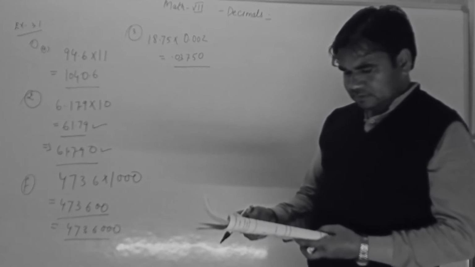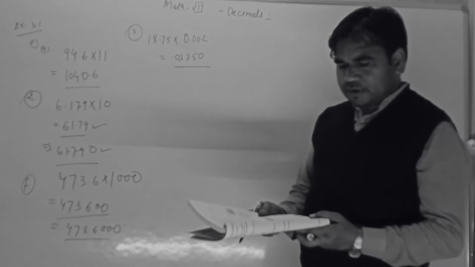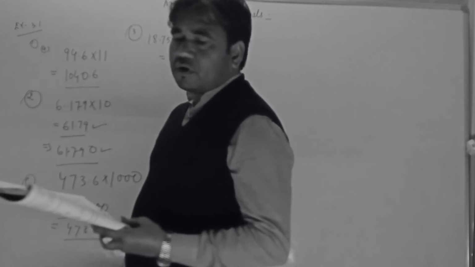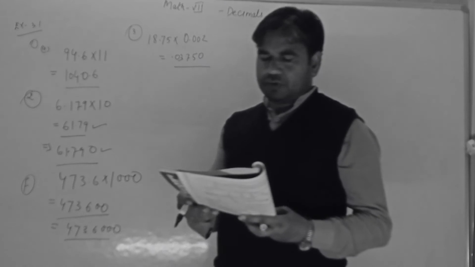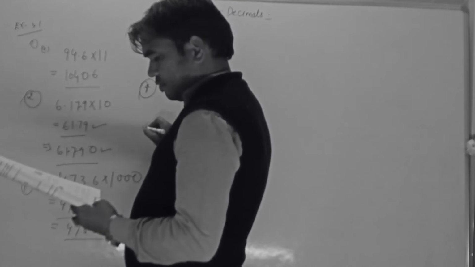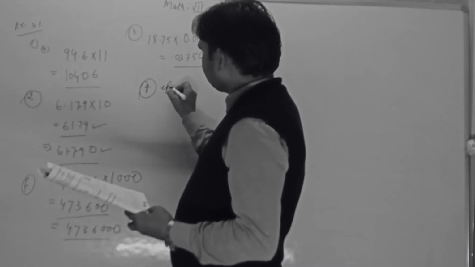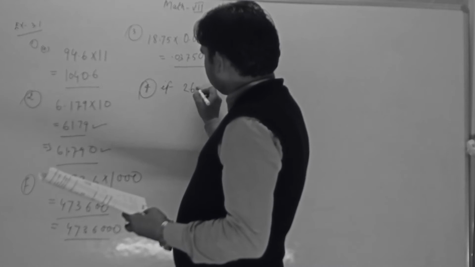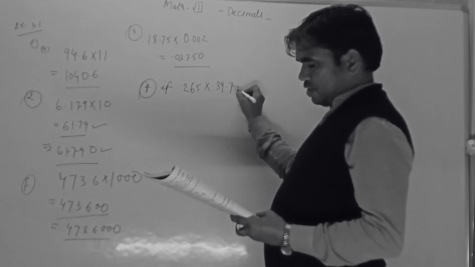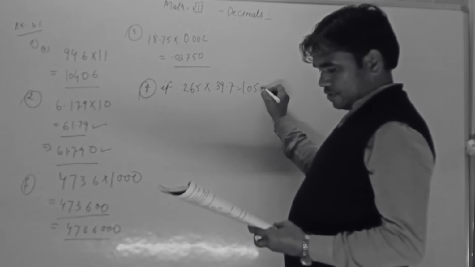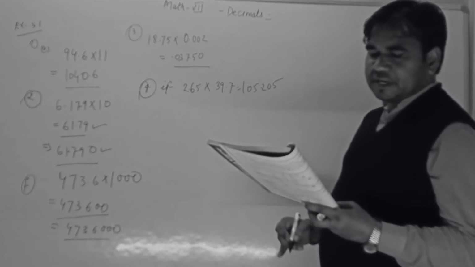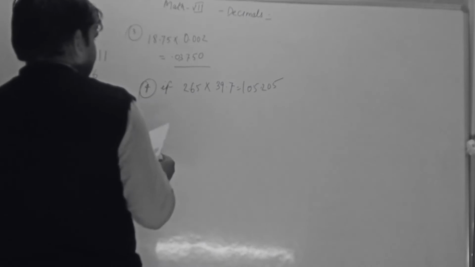And this is question number 4. Without actual multiplication, we have to move forward about the decimal. So you can do it yourself, otherwise we can take question number 4. If 2.65 multiplied by 39.7 is equal to 105.205, without actual multiplication, evaluate.